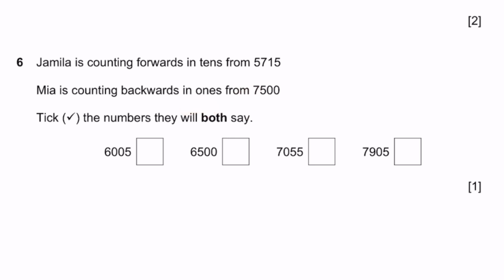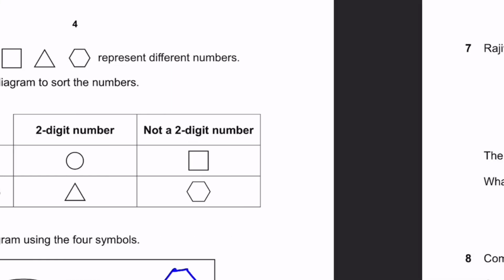And if both of them are true, that means there'll be 2 numbers which they'll both say, 6005, 7055. Because they both end with 5, they both are greater than 5715, they both are less than 7500. Therefore, that's the answer.